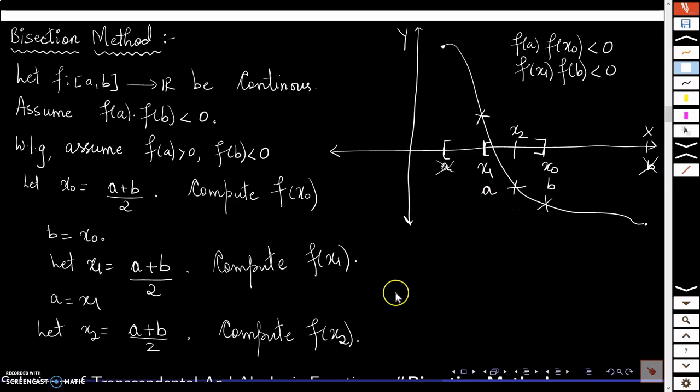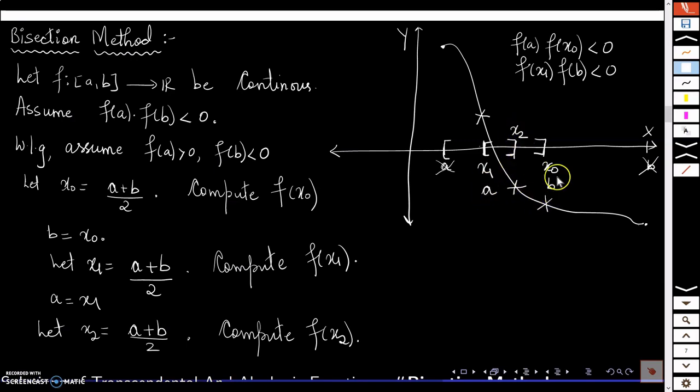right? So f of x2 is negative, and I know that f of a is positive, f of x1, correct? So their product will be negative now. Whereas in the other half, if you see, I won't get anything because their product will be negative into negative. f of x2 and f of b both are negative. So their product will be positive. So this x2b will be discarded now. And what I'm left with is this a comma x2.